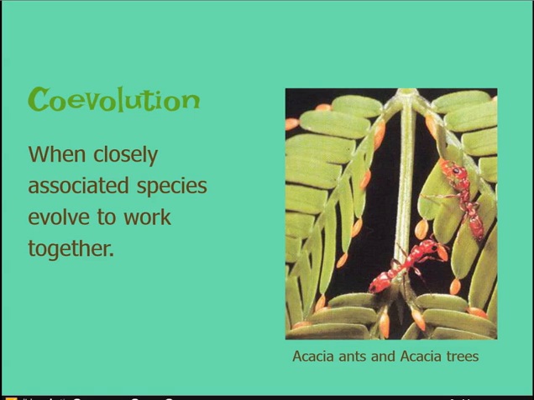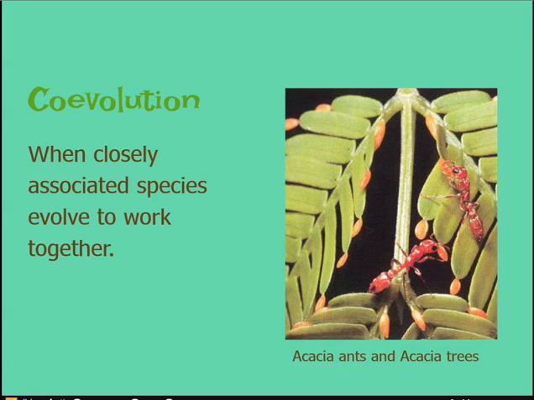And finally, this last pattern of evolution is called coevolution. It's kind of neat. Coevolution is when closely associated species evolve to work together. And there are many, many examples. This is just one of them, the acacia ants and the acacia trees. The acacia ants live on these acacia trees, and they feed on this tiny little golden orange packet that's on the tips of the leaves. That packet has food that the ants farm, and they carry to their offspring, and they help feed their young.